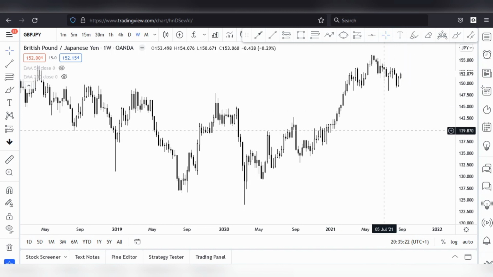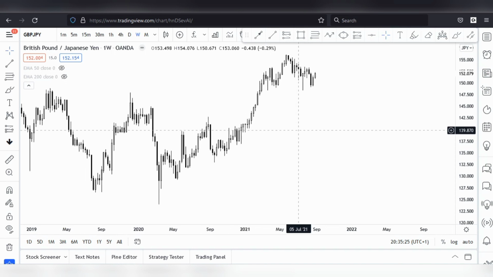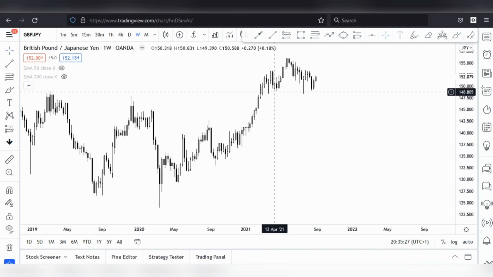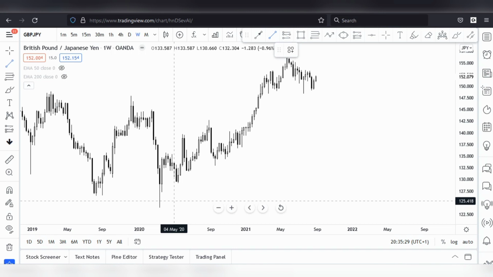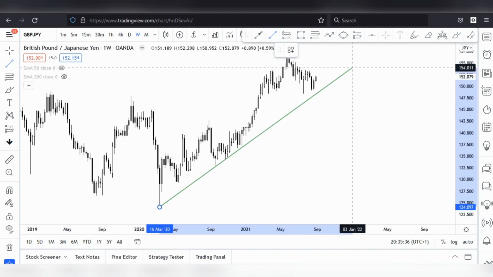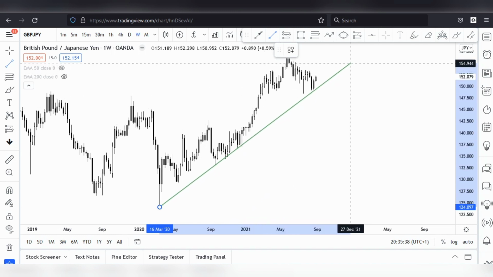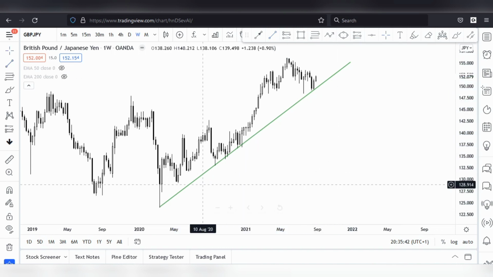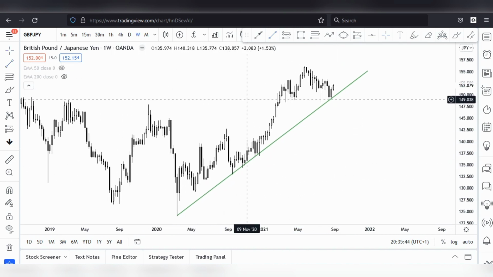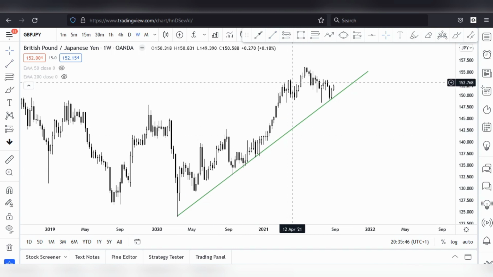So as usual, I'm starting from the weekly time frame on the GBPJPY. The first thing I'm going to do is identify my trend, and normally I do that by plotting the trend line just to see where price is heading. And this obviously is showing us an uptrend. So we've already identified that on the weekly time frame, price is moving in an uptrend, making higher highs and higher lows as well.